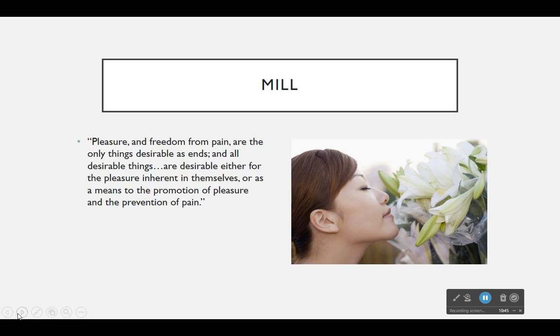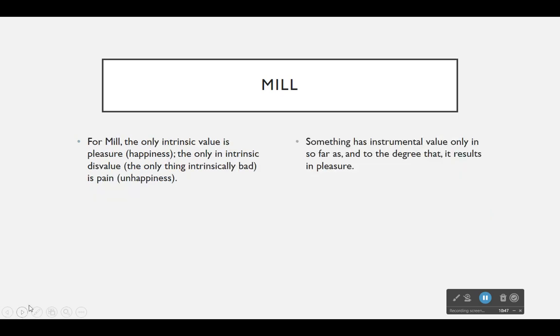So as we've seen, that is the hedonist theory of value. So for Mill, the only intrinsic value is pleasure or happiness. The only intrinsic disvalue, that is to say, the only thing that is intrinsically bad, is pain, or that is to say, unhappiness. Again, I'm using the terms interchangeably.